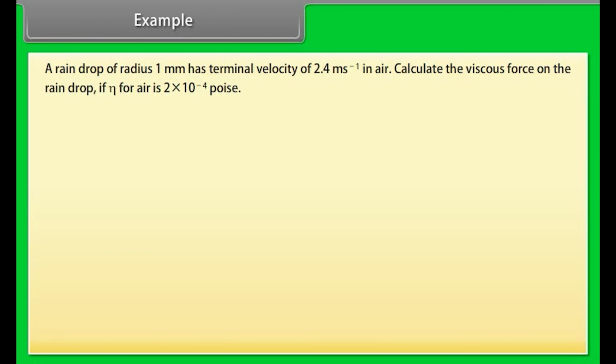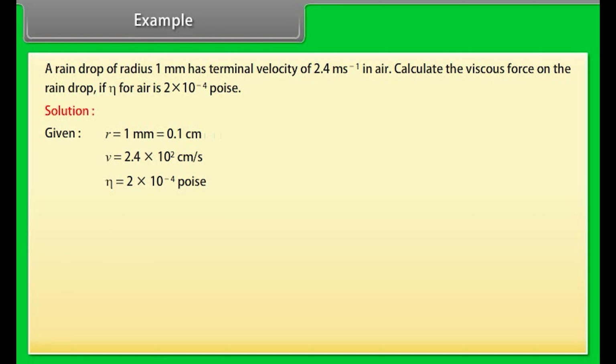Example. Let's take an example on Stokes' law. A raindrop of radius 1 mm has terminal velocity of 2.4 meter per second in air. Calculate the viscous force on the raindrop if eta for air is 2 into 10 raised to the power minus 4 poise. Let's see the solution. Given values are r is equal to 1 millimeter, which can be written as 0.1 centimeter. v is equal to 2.4 into 10 square centimeter per second. Eta is equal to 2 into 10 raised to the power minus 4 poise.